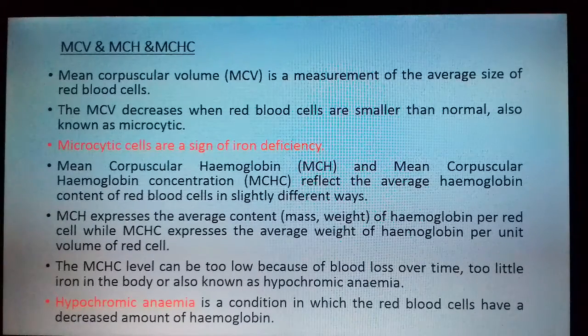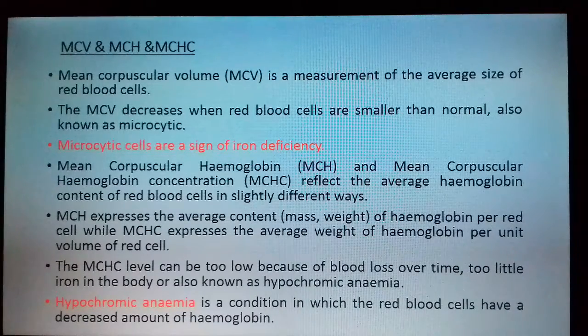MCV and MCH and MCHC. Mean corpuscular volume, MCV, is a measurement of the average size of red blood cells. The MCV decreases when red blood cells are smaller than normal, also known as microcytic. Microcytic cells are a sign of iron deficiency.